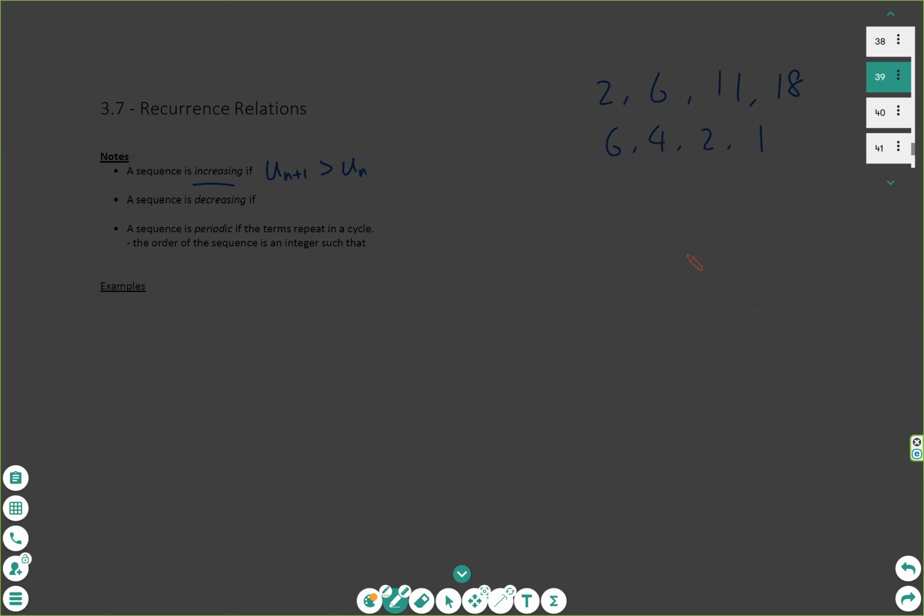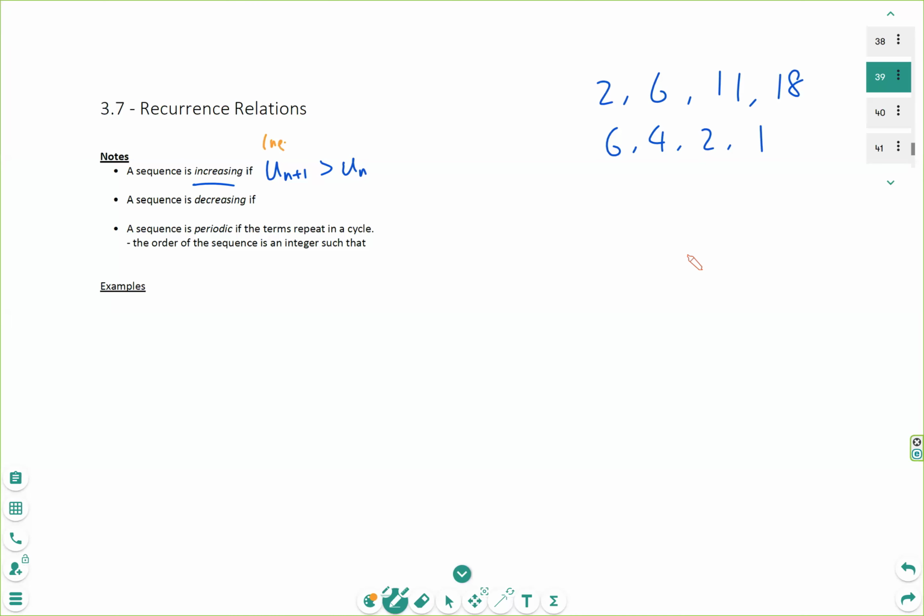Now, always remember, un plus 1 you can replace verbally with the next term, and un means the previous term. That's how you can make sense of a mathematical equation: try to convert it into words. Yep, it's a difficult skill. Words, English, maths. A sequence is decreasing if the next term is smaller than the previous term.